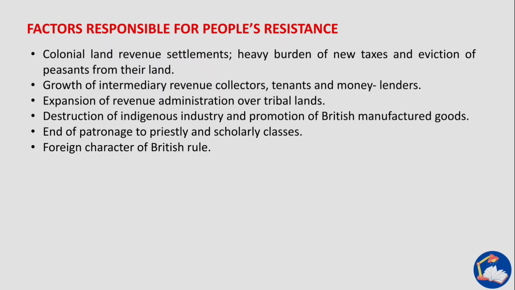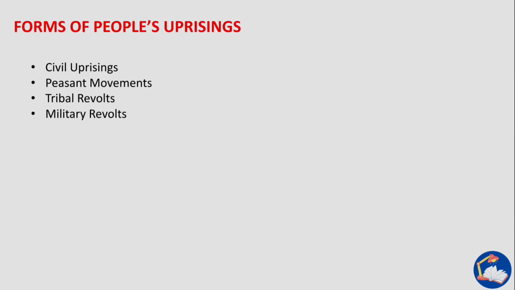And the last reason is the foreign character of the British rule. Okay, that are the main six reasons. So this is the sixth reason, foreign character of the British rule. So those are the six reasons for people's uprising.